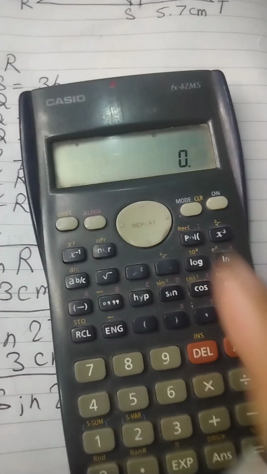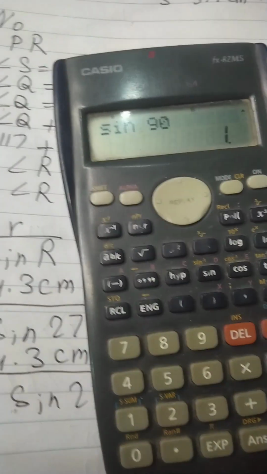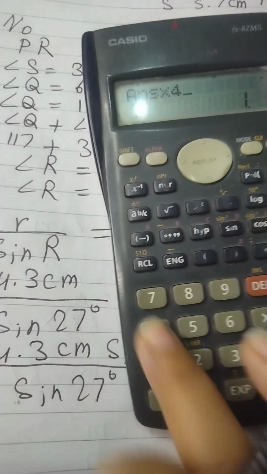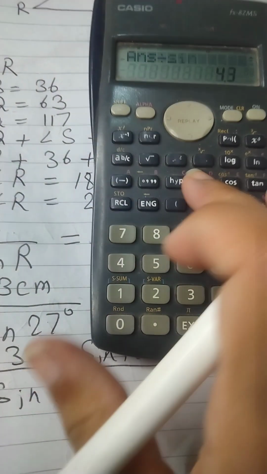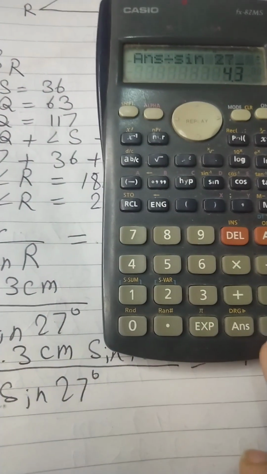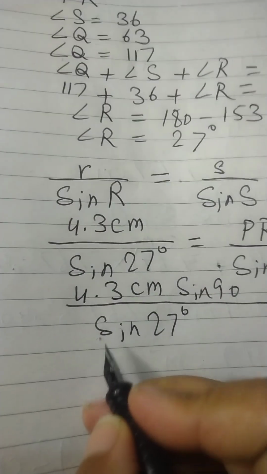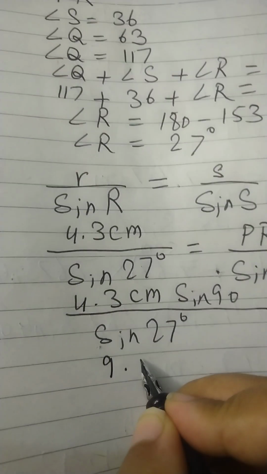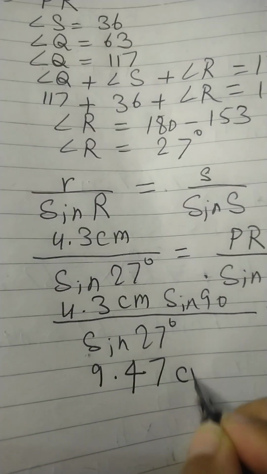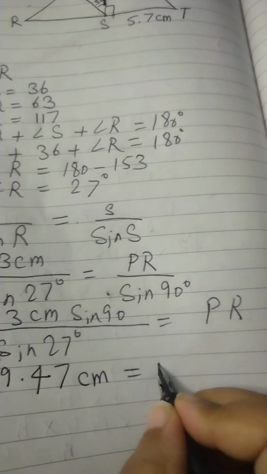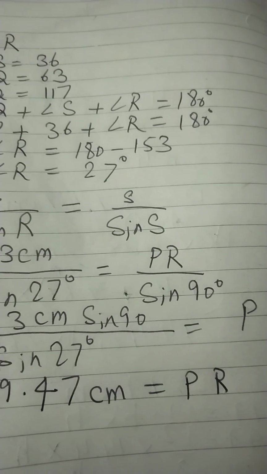Let's take the calculations. Sine 90 degrees is equal to 1, multiplied by 4.3 is equal to 4.3, divided by sine 27, is equal to 9.47. 9.47 centimeters is equal to PR. Third part is we need to find the length of QS.